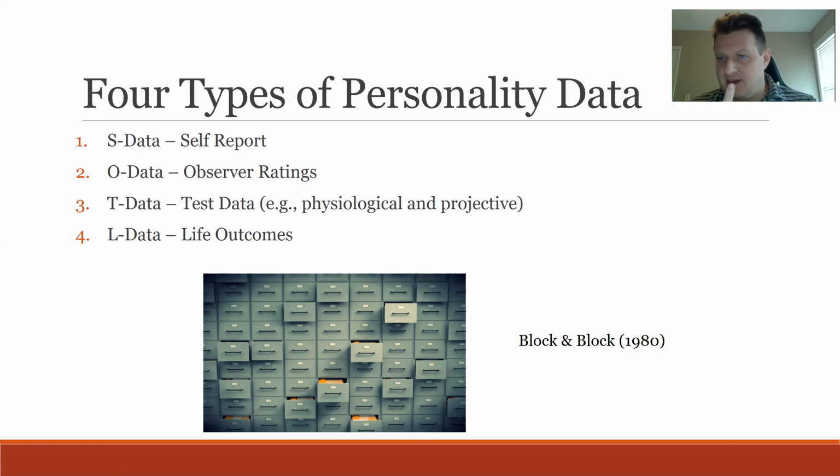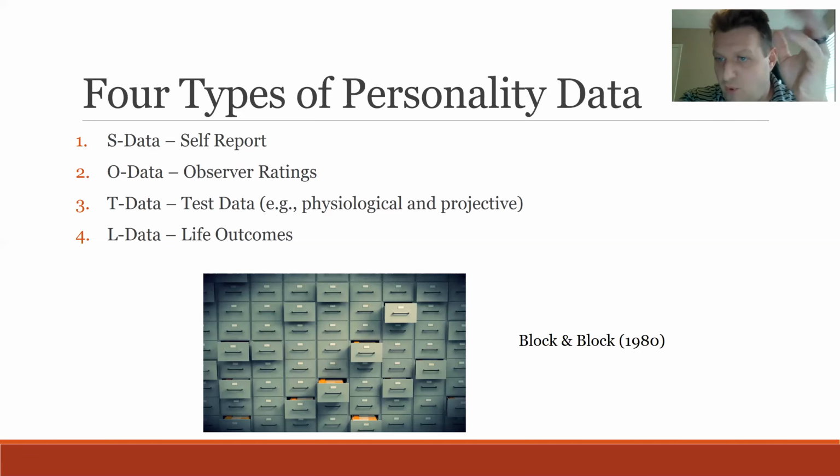We've got S data, O data, T data, and L data. What do these stand for? S data is self-report. Self-report is by far the most common way in which we assess personality. Essentially, we ask subjects, on a scale of 1 to 7, how much do you agree with the statement, I enjoy spending time with others? On a scale of 1 to 7, how frequently do you get into arguments with other people? So we are asking human beings to report about their personalities.